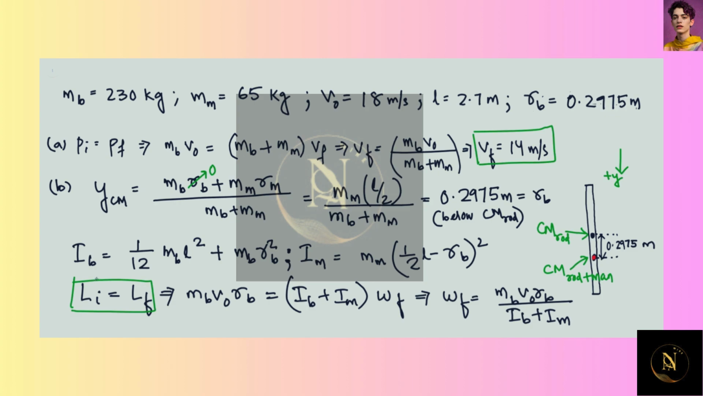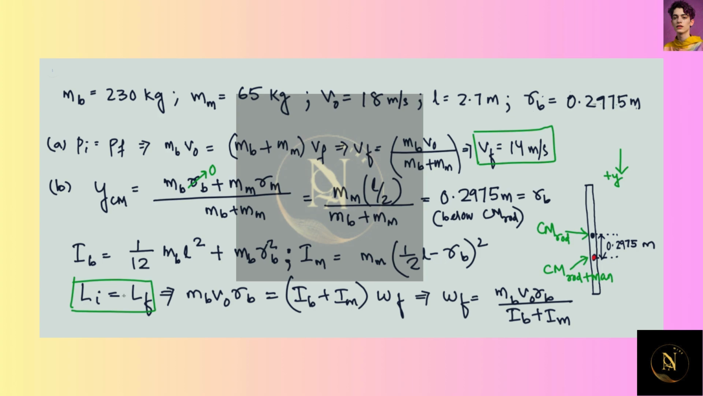Now we proceed to find the moment of inertia of the beam about the center of mass of this entire system. So we have the center of the beam, which is 1 over 12 m_b times L squared plus m_b times r_b squared. So this is the moment of inertia of the beam. And for the moment of inertia of the man, we should have mass times the square of the radius of the man. And here the radius is L over 2 minus r_b, squared.